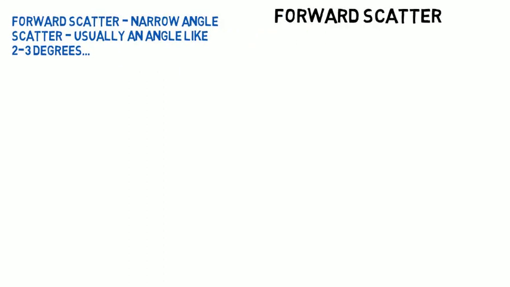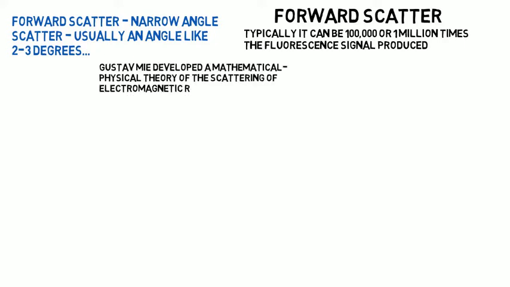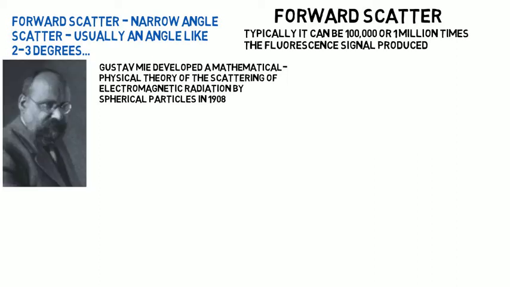We mostly collect this at about 3 degrees angle off the laser beam. FALS signal strength is very large. It can be 100,000 to 1 million times the intensity of the fluorescence signal. Our knowledge of light scatter is heavily derived from the work of Gustav Mie, who developed Mie theory in 1908 as a mathematical physical theory of the scattering of electromagnetic radiation by spherical particles from about 1/10 the wavelength of light to several microns.